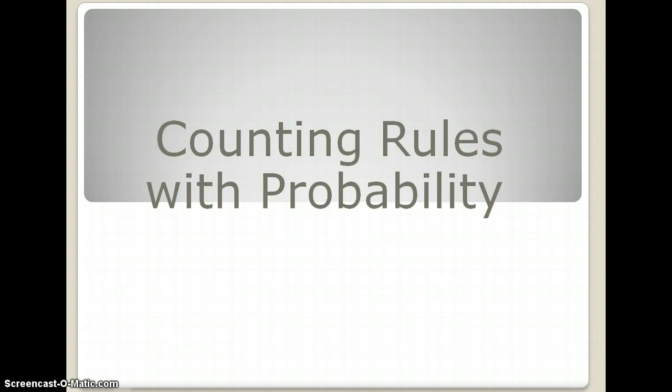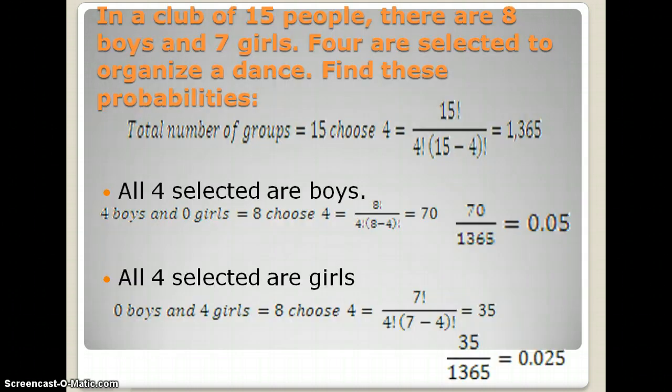And that brings us to taking this idea and bringing it back into probability. And let's look at one example here. So we have 15 people in a club, 8 of those are boys and 7 are girls. And we're going to pick a committee that has 4 people in it. Well, if I take the 15 students and I choose 4 of them, order doesn't matter because they're all part of the same committee, there's going to be 1,365 different committees that can be developed.